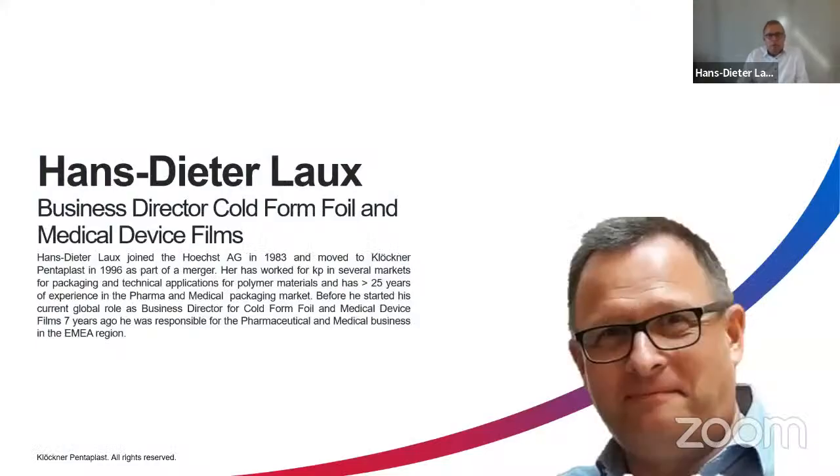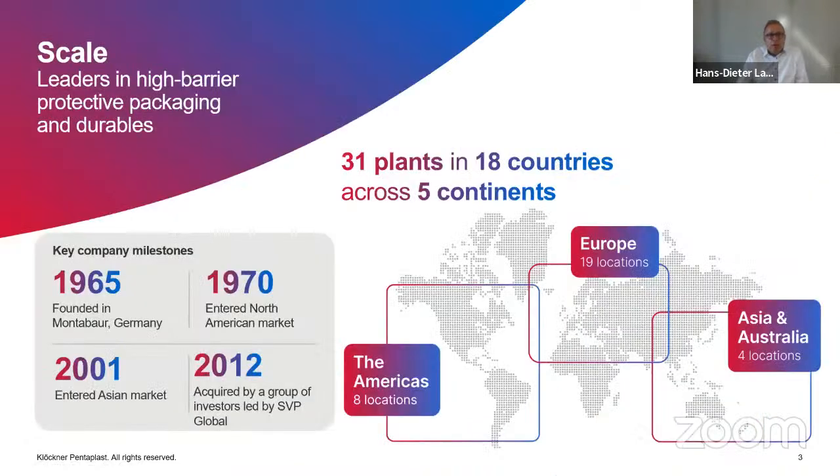I will talk about one thing which is not always in the big focus. This is medical device packaging and how important it is to have international compliance and robust logistics, concentrating on Asia. I'm responsible for the medical device business at Klockner Pentaplast globally. We have 31 plants in 18 countries across 5 continents. So you see in Asia, Australia, we have 4 locations.